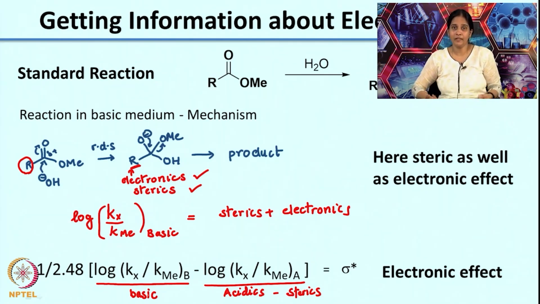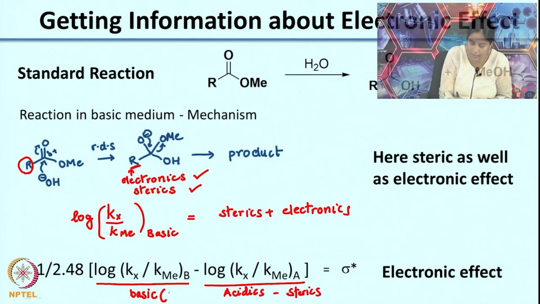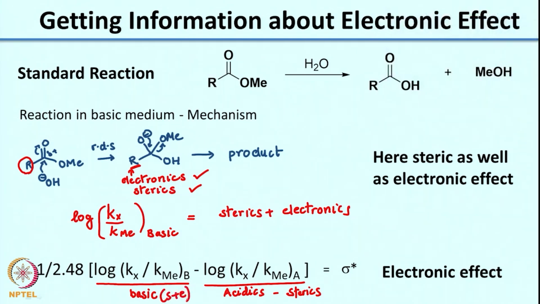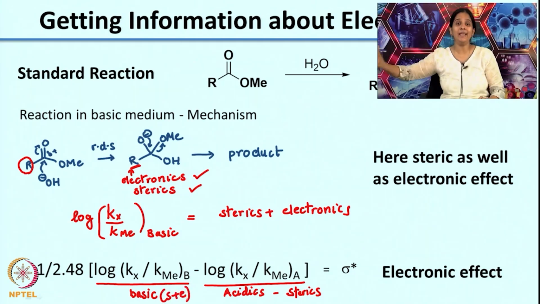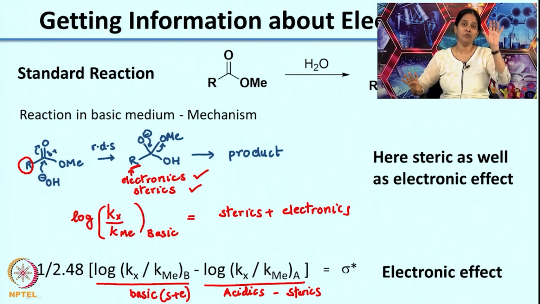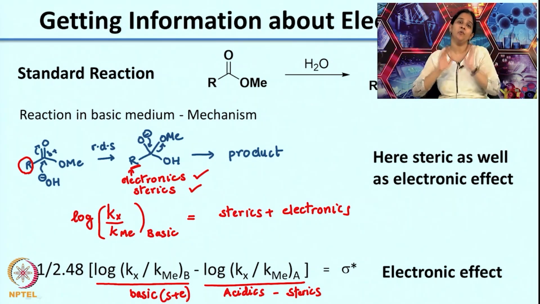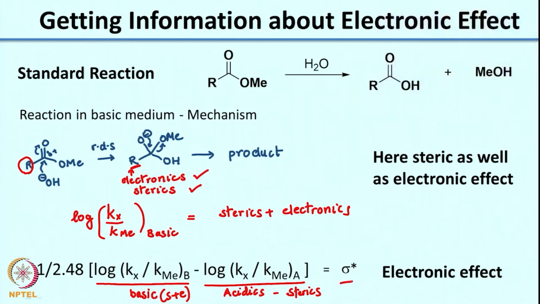So again I will repeat, in basic medium you have sterics plus electronics, so I will call it S plus E. In acidic medium you have only S, which is sterics. So when you subtract basic and acidic, what you get is only the electronic effect, and that is what is given by sigma star. So sigma star gives you only the electronic effect, which has been gotten by subtracting the log kx over kMe in the acidic medium from the basic medium.